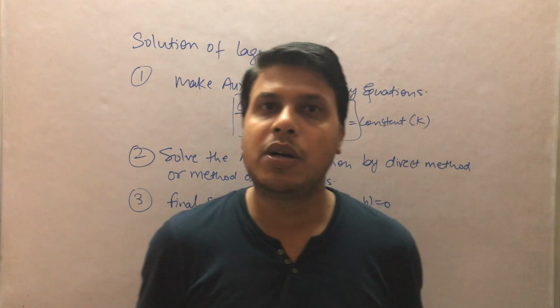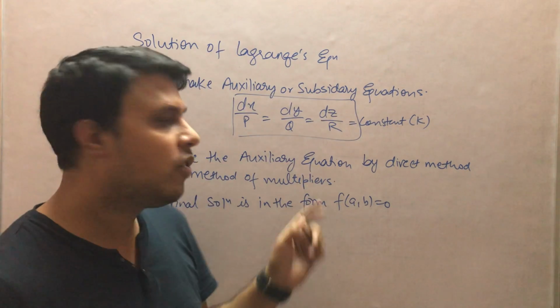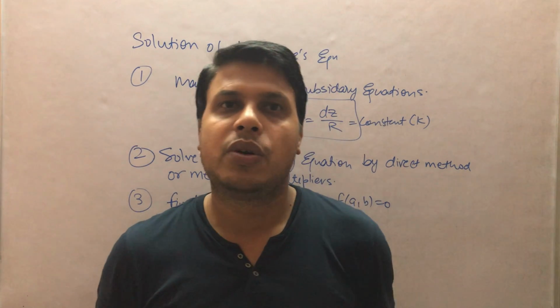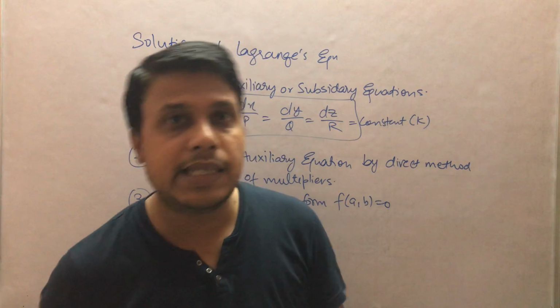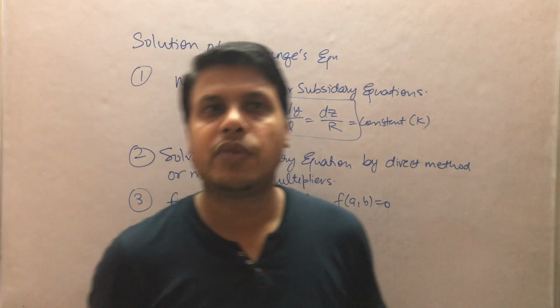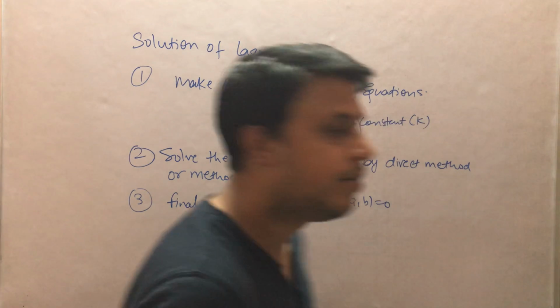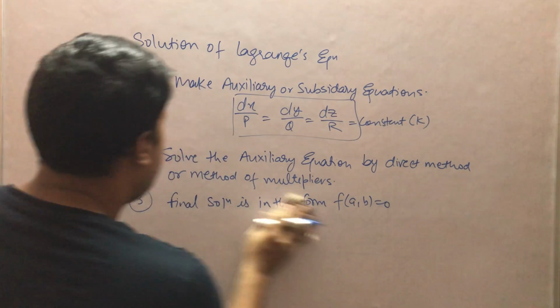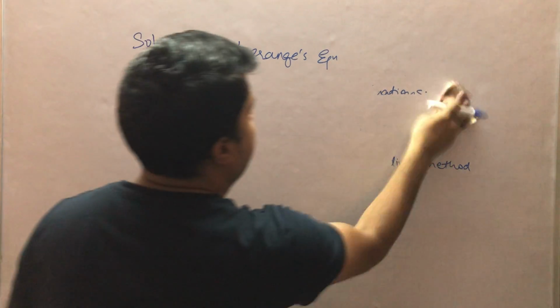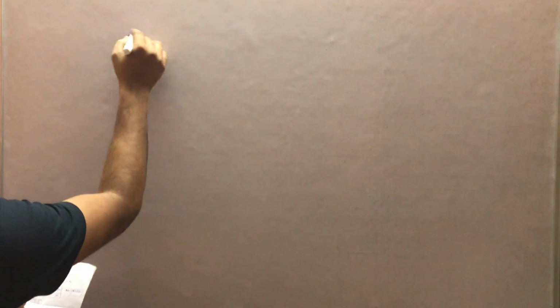But if we are unable to do so, then we have to use the method of multipliers to reduce the auxiliary equation, to have some solution which can be easily integrable. Okay, so now we are going to have some examples so that you can get a clearer picture actually. And the first question is like this. I have a question written for you.